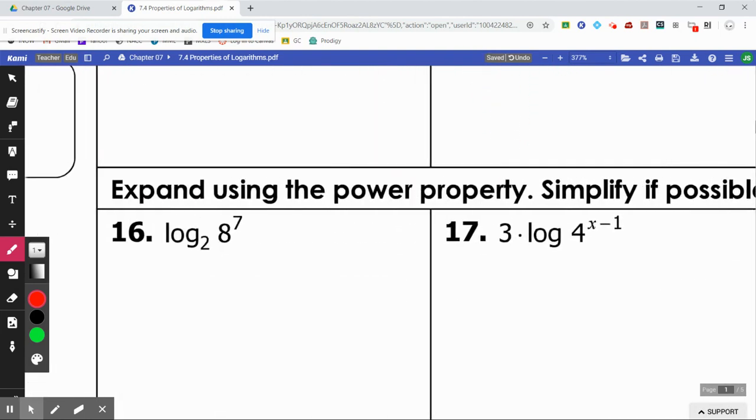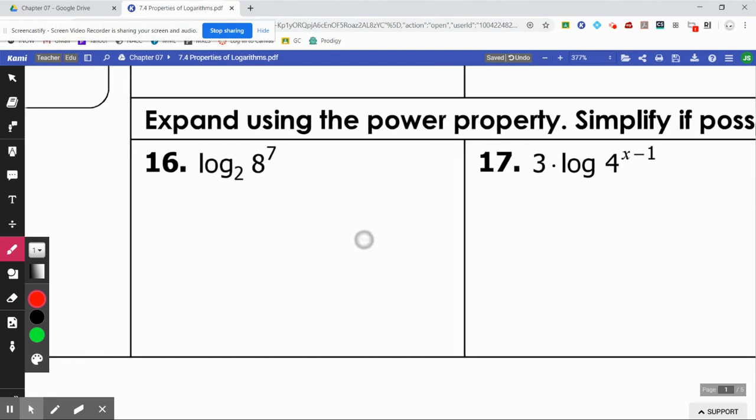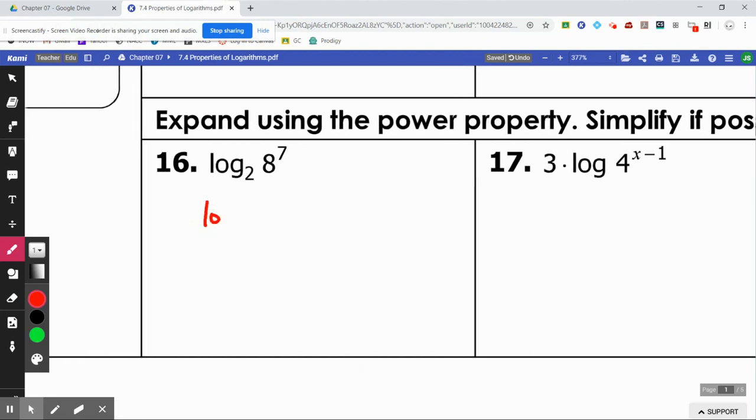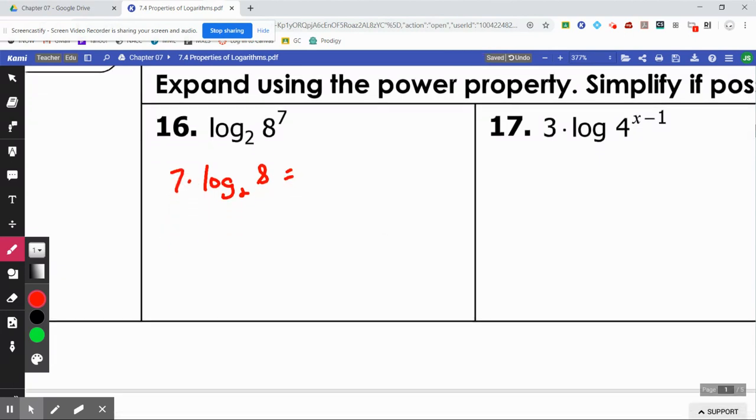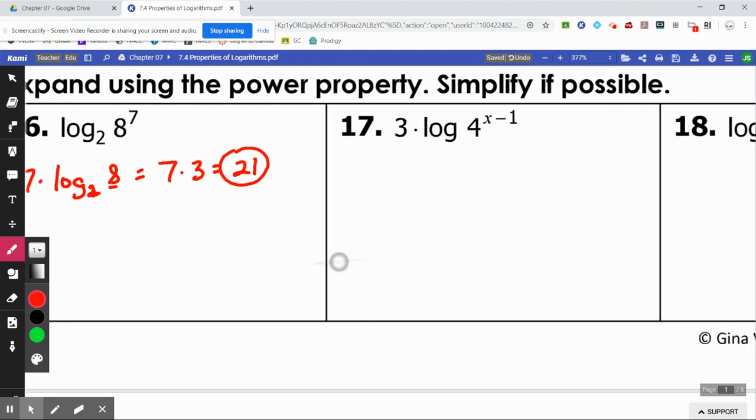Number 16, we're going the other direction with it, expand using the power property. So it says if you have log base 2 of 8 to the 7th power, that 7 can be moved down front. Now let's clean this up a little bit. That'd be 7 times log base 2 of 8. That's 2 to what power is 8? 2 times 2 times 2 is 8, so that'd be 7 times 3. So this whole thing cleans up to 21.